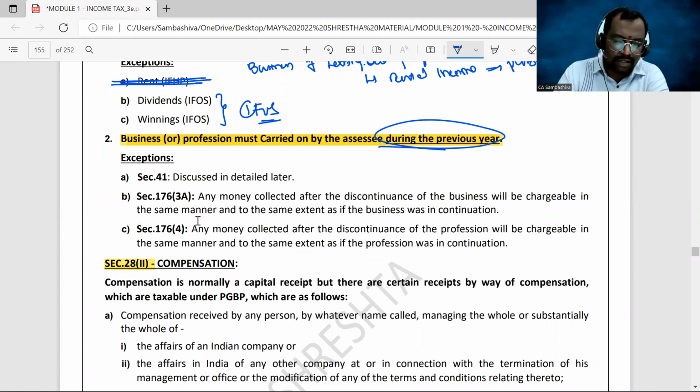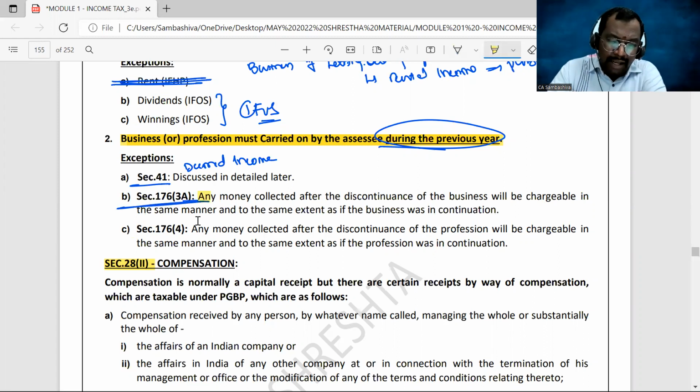And they came up with some exceptions like Section 41, deemed income, sir. This we will discuss later; we have a Section 41 series, where we will discuss in detail. Next, 176(3)(a). Look here: any money collected after the discontinuance of the business will be chargeable to tax in the same manner and to the same extent as if the business was in continuation. 176(4), look: any money collected after the discontinuation of the profession will be chargeable to tax in the same manner and to the same extent as if the profession was in continuation.